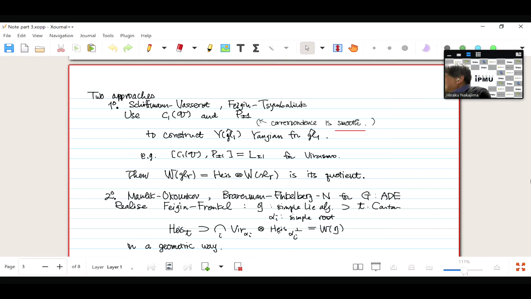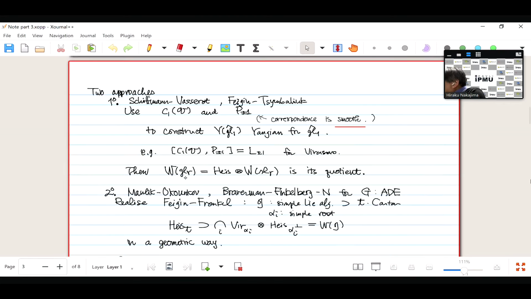But this approach is very specific for type A. For example, for exceptional groups, there is no limit, and nobody knows what is the counterpart of the Yangian for GL1 hat for exceptional groups. For classical groups it may be possible, but even for classical groups, nobody has written down what the limit of the double algebra should be.